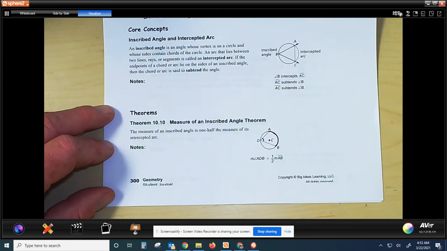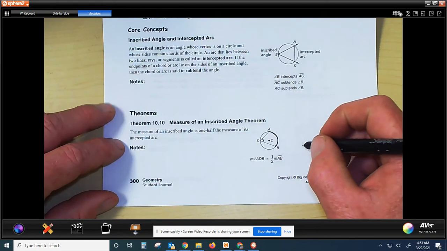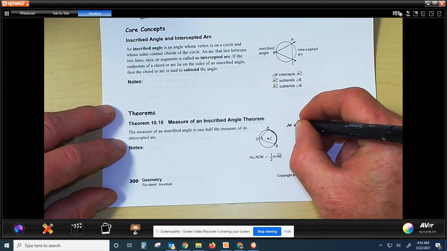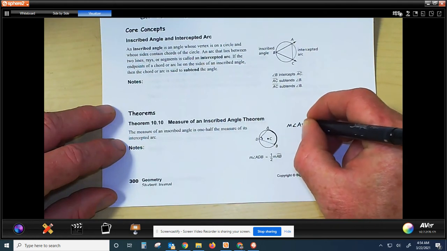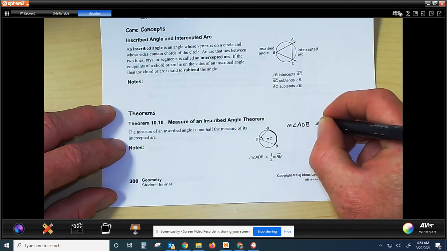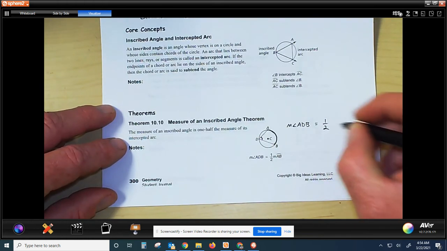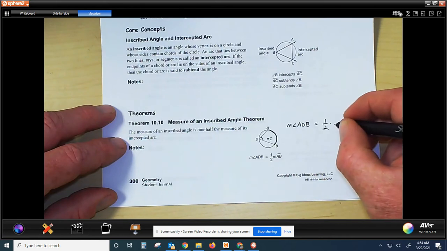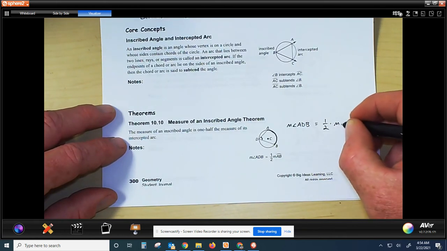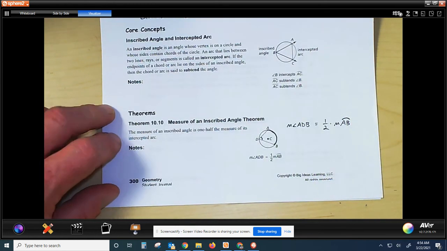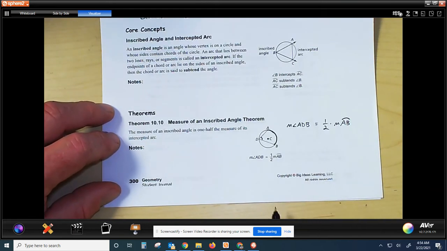Whoa. I'm going to try it. I'm going to rewrite this for myself. The measure of angle ADB is equal to 1/2. You can think of that as a multiplication. The measure of arc AB. Whoa. Okay, there's some more math you can do here.